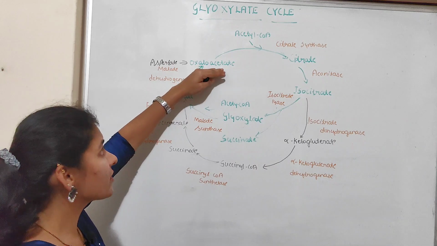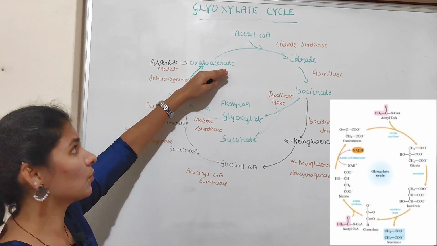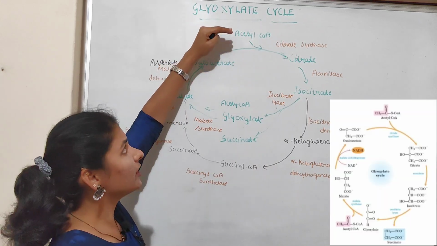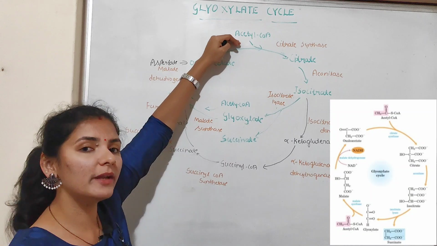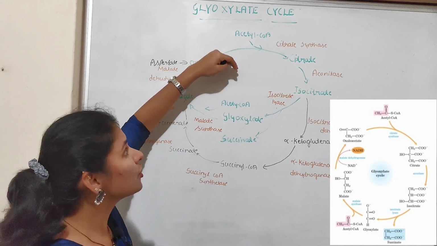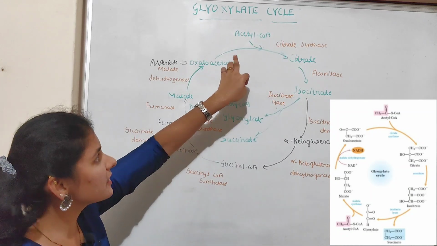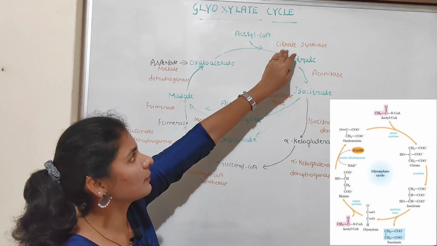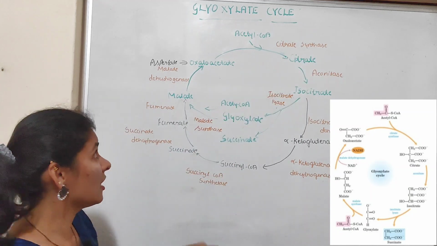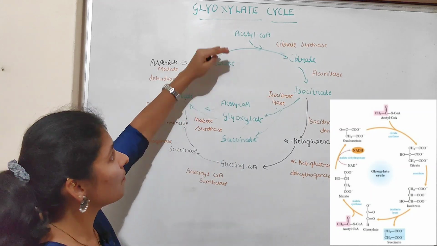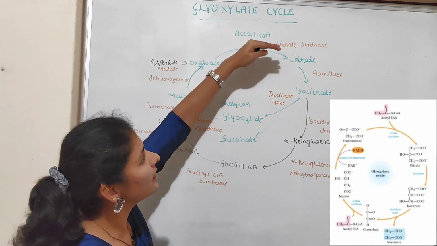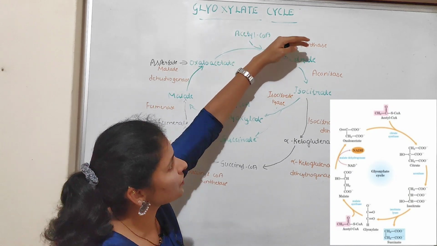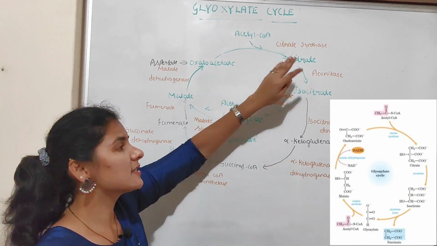Later in the glyoxysome, this aspartate is converted back into oxaloacetate. So now this oxaloacetate in the glyoxysome combines with the acetyl-CoA, which is formed as a result of beta oxidation of the fatty acid, to form citrate, and this reaction is catalyzed by the enzyme known as citrate synthase. So oxaloacetate combines with the acetyl-CoA in the presence of the enzyme citrate synthase to produce citrate.